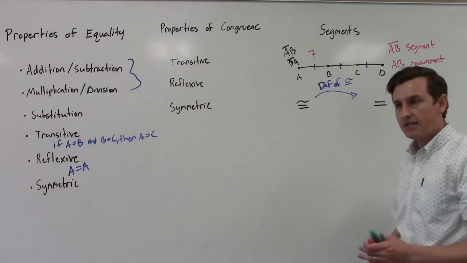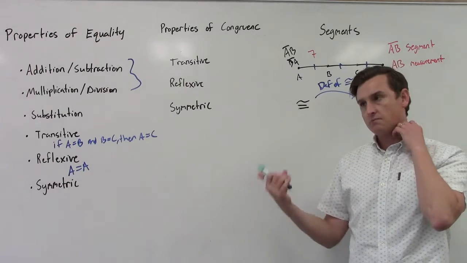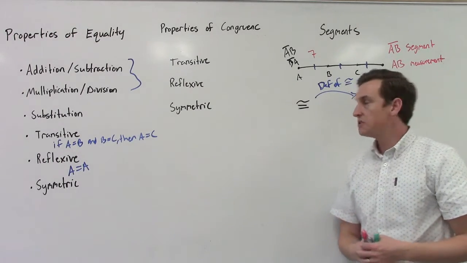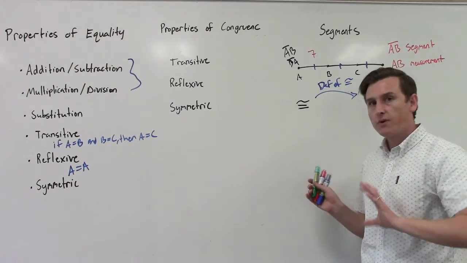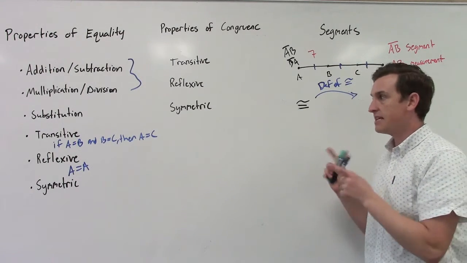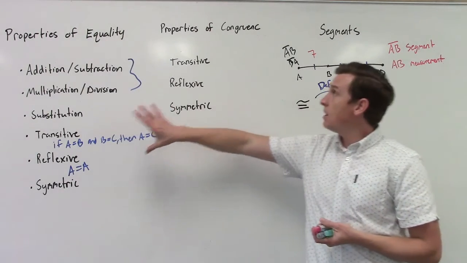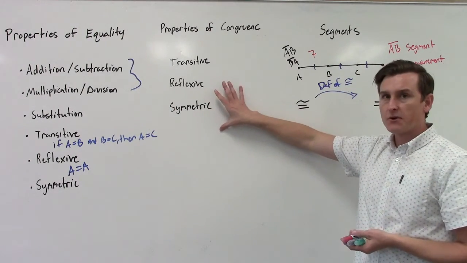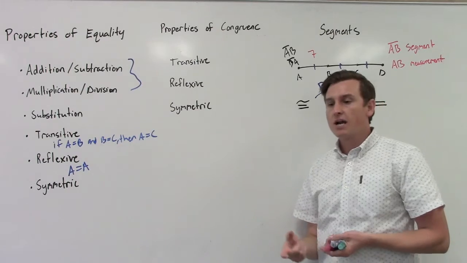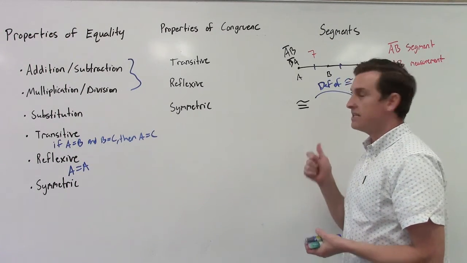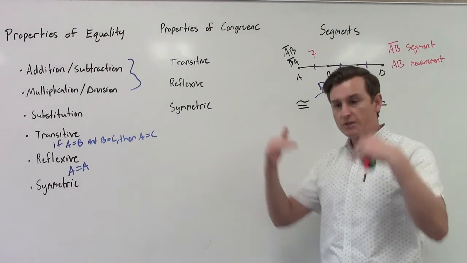Okay, so right now that's a little abstract. You might be going, oh, okay, cool, so I have properties of equality, properties of congruence. What we really need to do is get down to a proof. We actually need to start using these things in a proof so that you can really see where you need to use properties of equality and where you need to use properties of congruence. So in the next video, we're actually going to set up a segment addition proof, and we're going to use some of these ideas to be able to reason through that.